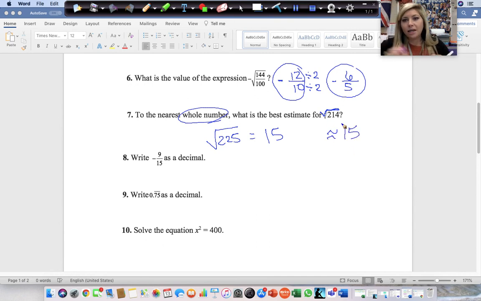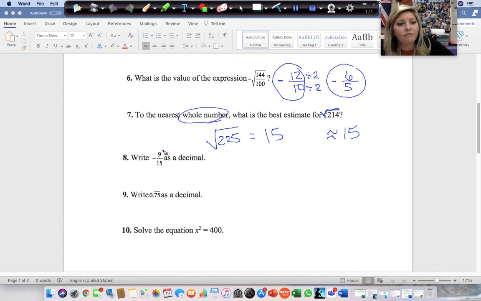If it wanted us to get a little more specific or round it to the nearest tenth, then I would say something like 14 and 9/10 or 14 and 8/10, something like that. Because it is closer to 15 than it is to 14, because the square root of 196 is 14, and 214 is closer to 225 than it is to 196.